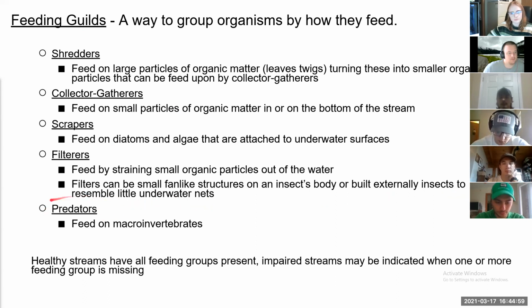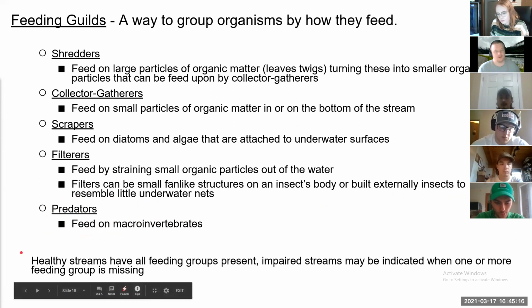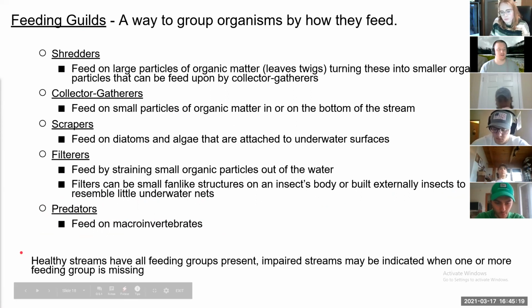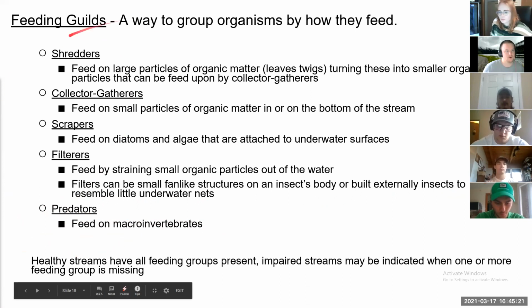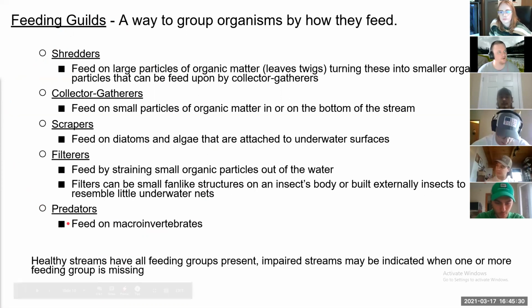And then predators, when we're talking about macroinverts, are macroinvertebrates that feed on other macroinvertebrates, so other aquatic insects, generally the larval or immature stage. For a healthy stream, you want to have some organisms representing every single one of these feeding guilds. If you're missing one of the guilds, or maybe a couple of the guilds, that might be a good indicator that there's something wrong with your stream, that it is in some way impaired.